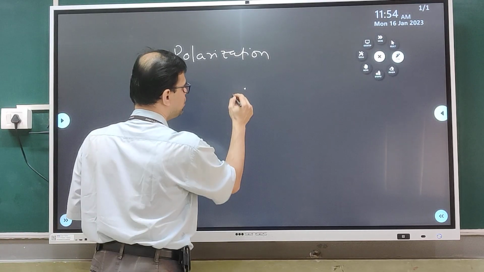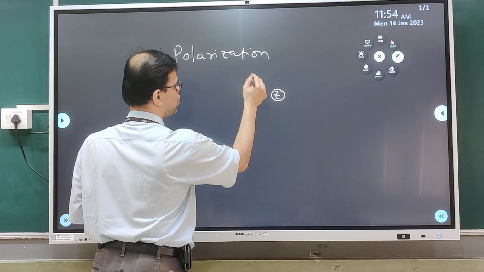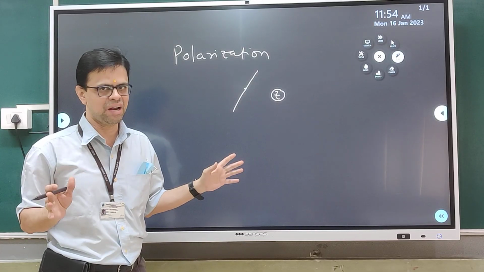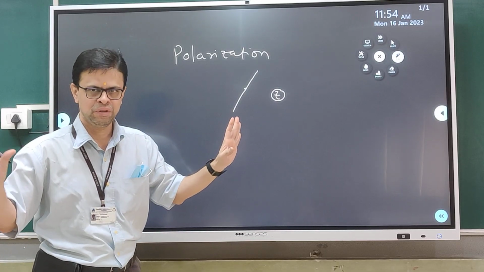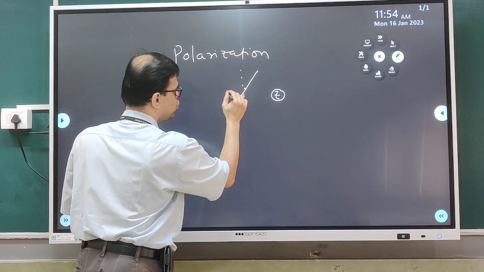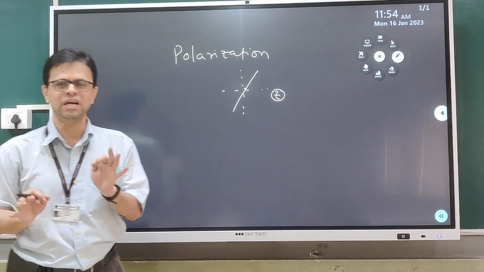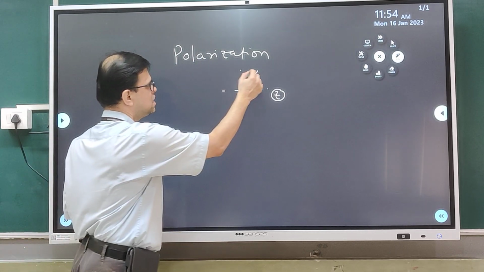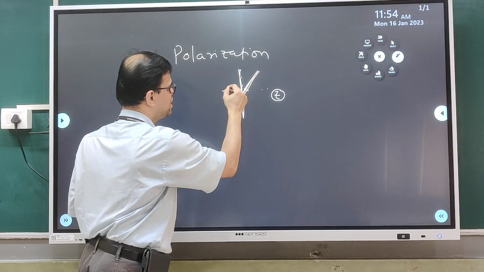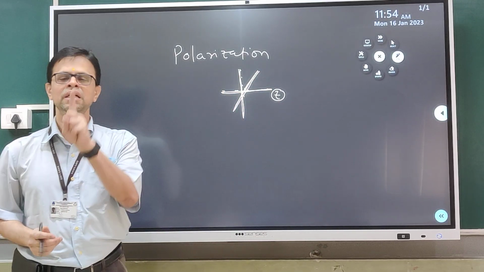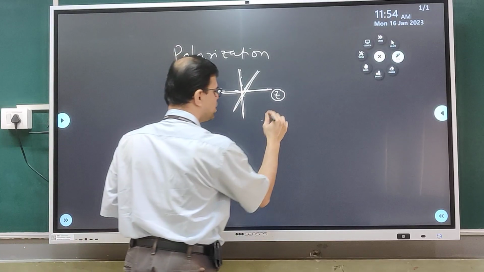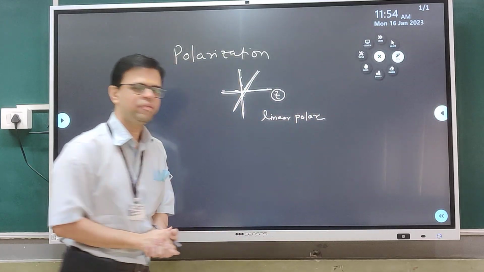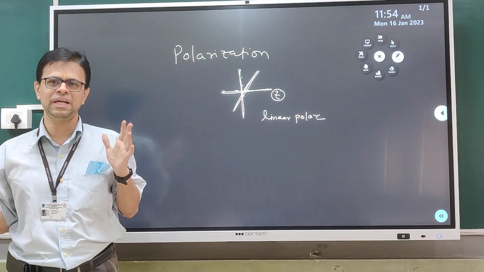So if at a given space point, the tip of the electric field vector traces a locus which is a straight line, that straight line can be in any direction. It can be this way also, or this way. But over time, at a given space point, the tip of the electric field vector traces a straight line. It may be like this, it may be like this. Then this is the condition for a linear polarized antenna.